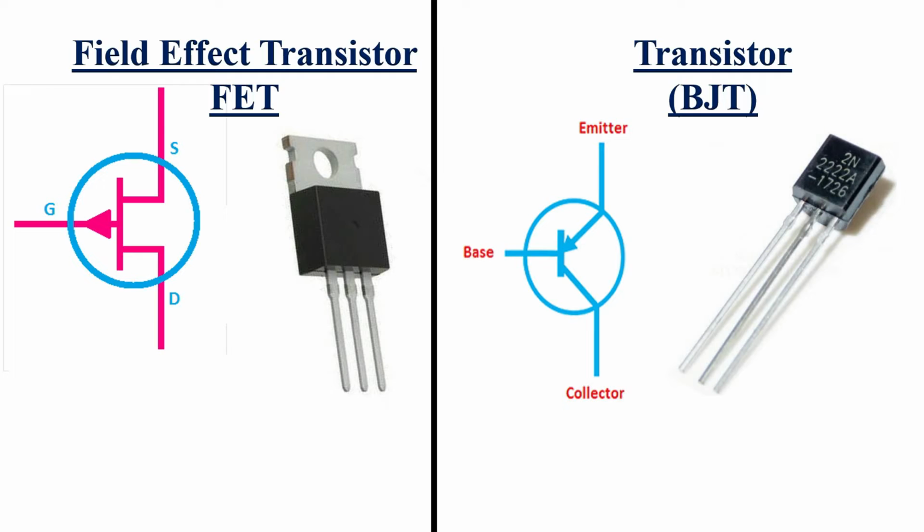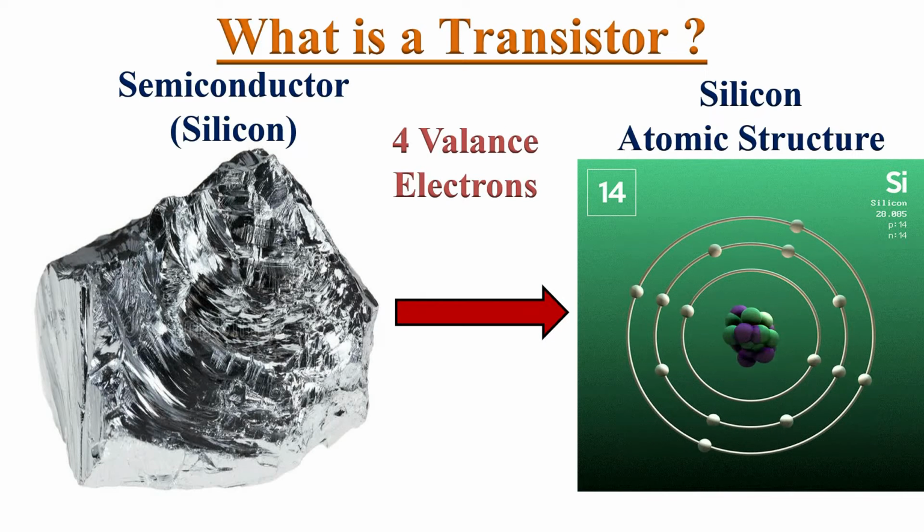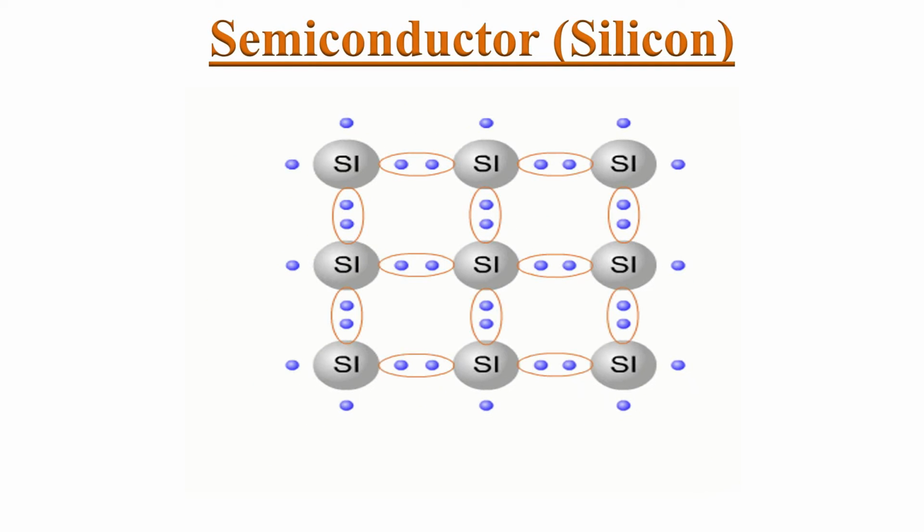There are two main types of transistors, the field effect transistor and the bipolar junction transistor. We will focus on the BJT in this video. Transistors are made of semiconductors such as silicon. For example, a silicon atom has 4 valence electrons, so each silicon atom is bonded with 4 neighboring silicon atoms. These bondings are known as covalent bonds.